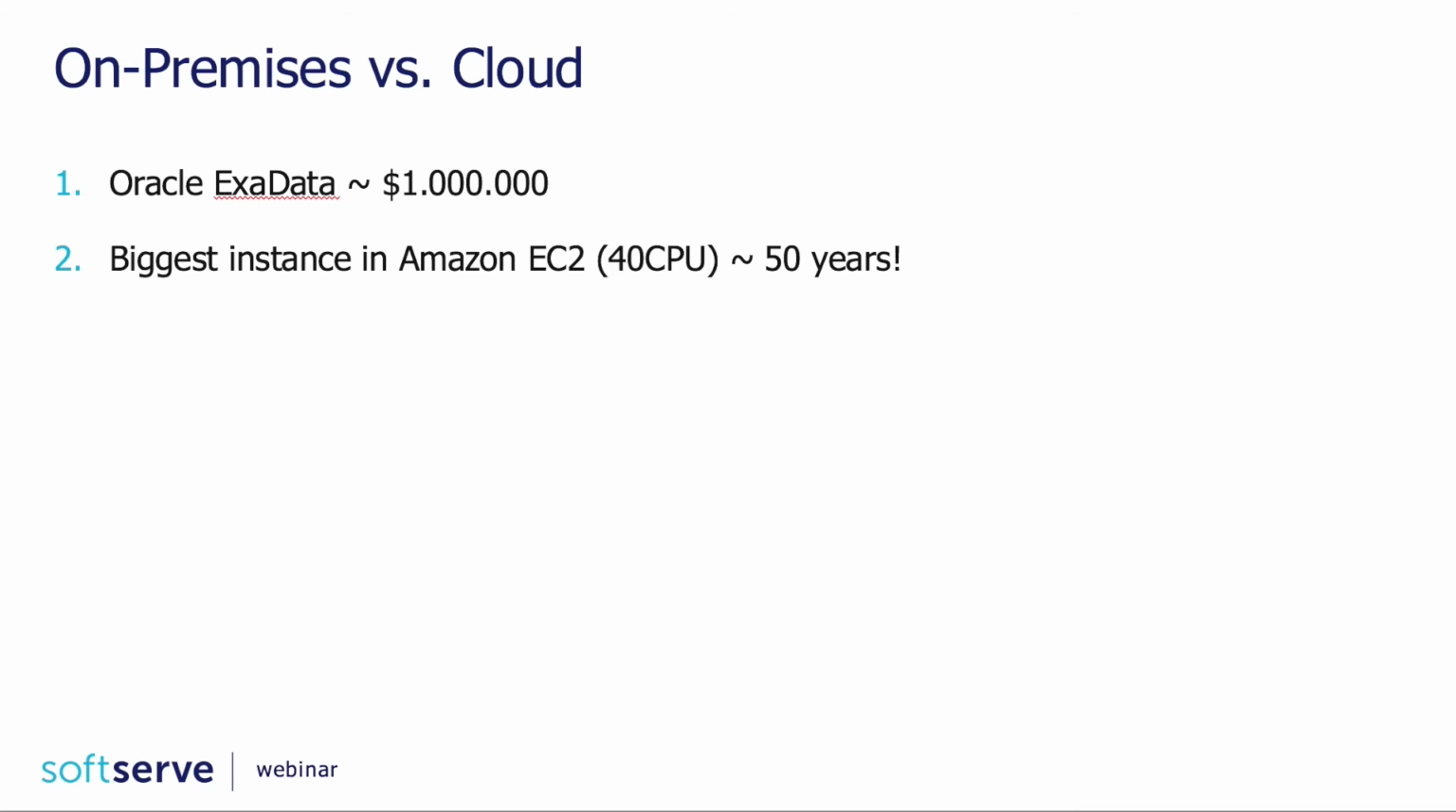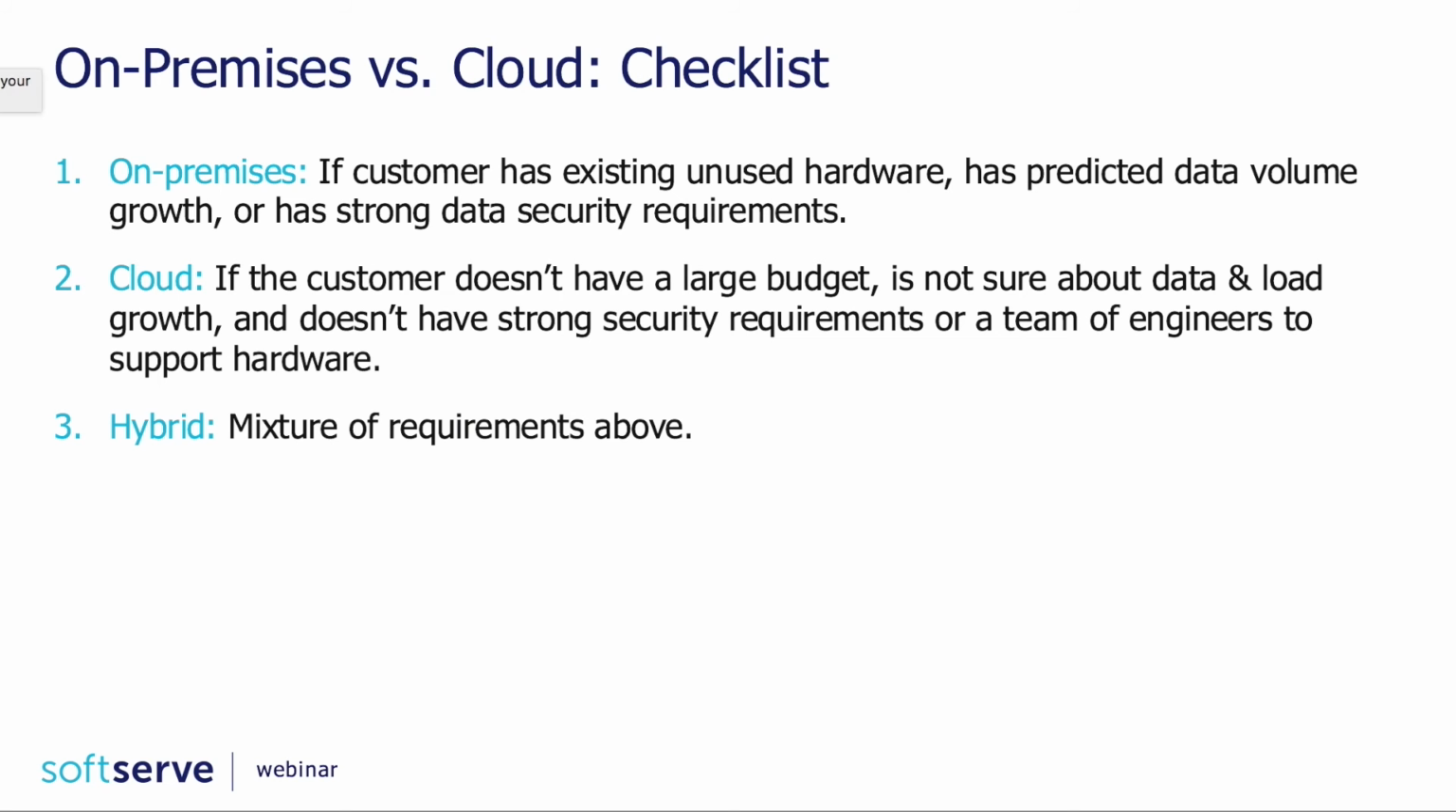For instance, if you want to buy an Oracle Exadata machine, it might cost up to $1 million, right? While in Amazon, you can get pretty big, like the biggest instance, for almost 50 years for the same money, right? Which means that it's really cost effective. But again, double check the requirements.